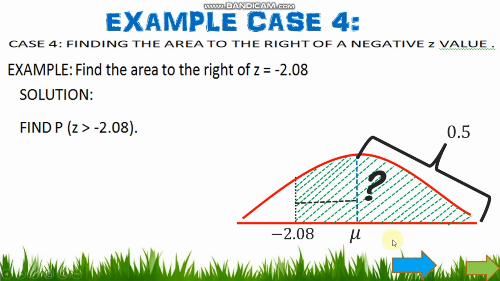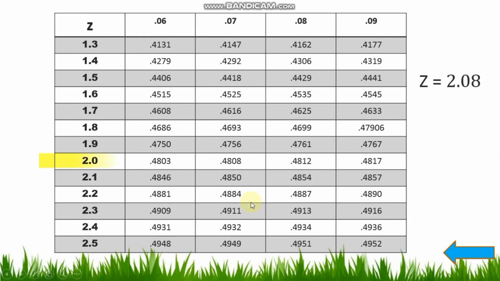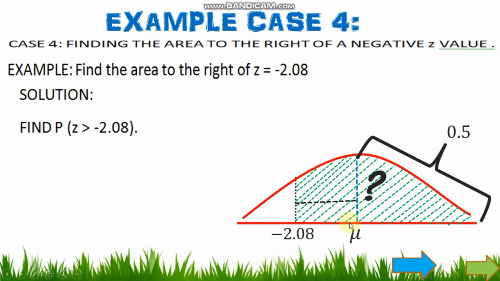To do that, again, we use the z table and we locate the area of 2.08. So we have 2.0 plus 0.08 and get the intersection, we have 0.4812 is the area of 2.08. So, we'll get back to our illustration. So, the area from the mean going to negative 2.08 is 0.4812.